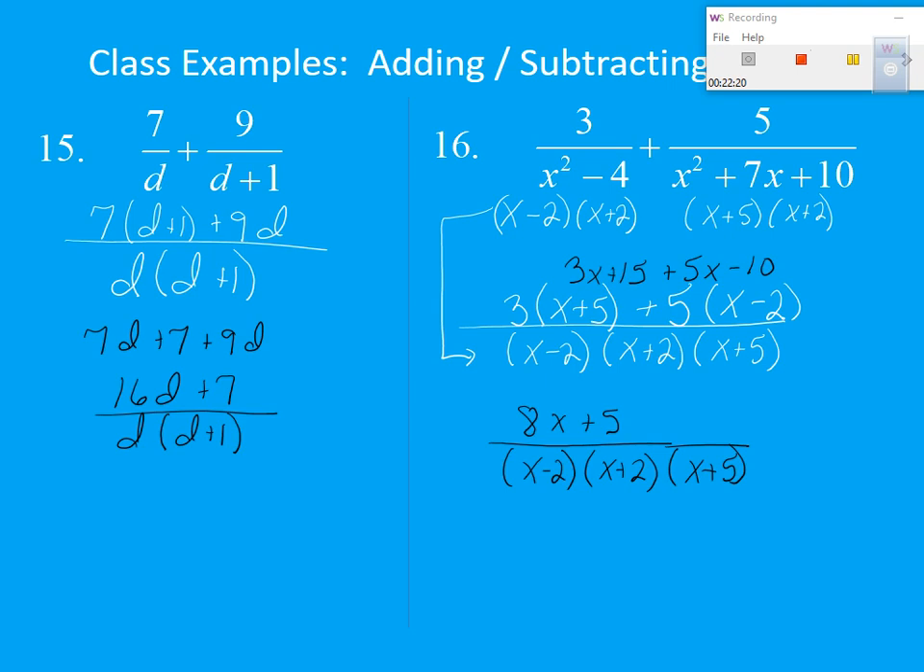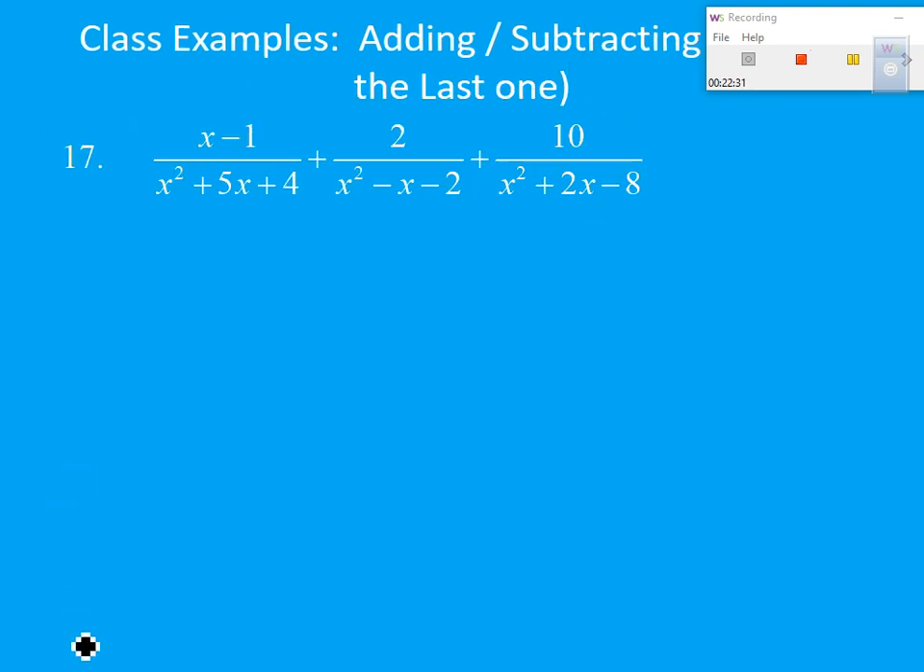Number 17 I call the problem that keeps on giving. I will show you what I mean, of course. I need to factor everything to see if there's anything in common. So when I factor x squared plus 5x plus 4, I've got x plus 4 times x plus 1. When I factor this, I've got x minus 2 and x plus 1. And when I factor this, it looks like I've got x plus 4 and x minus 2.